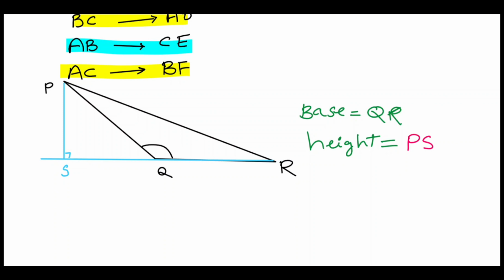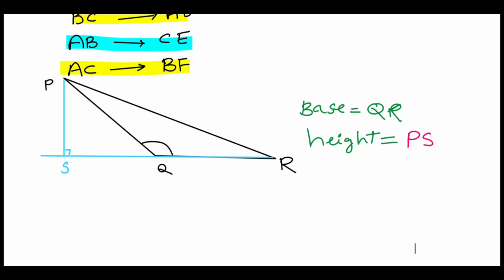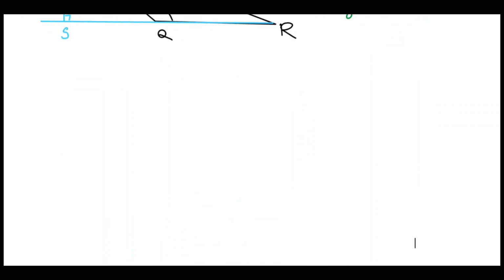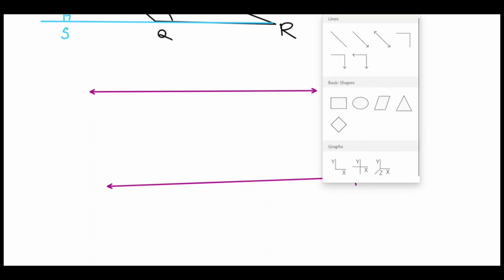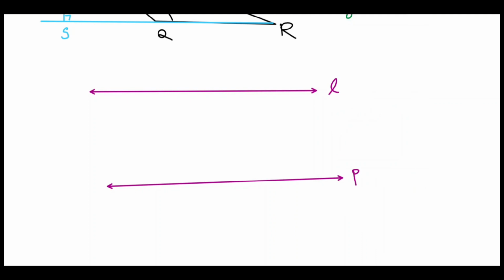Clear? Now, here we require one more point also. What is that point? If we consider two parallel lines, for example, this is one line, L, and L is parallel to another line, take it as line P. These two are parallel. Here I am going to construct a triangle like this. Okay, this is the triangle.